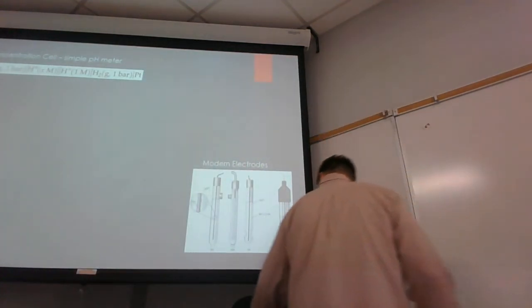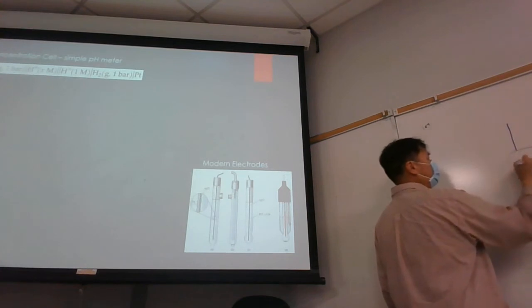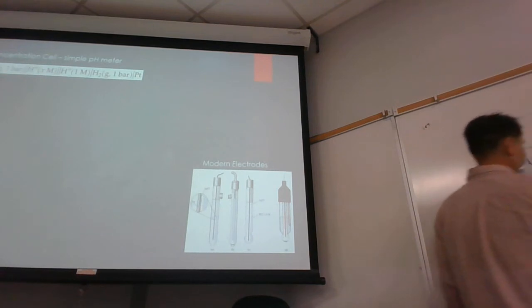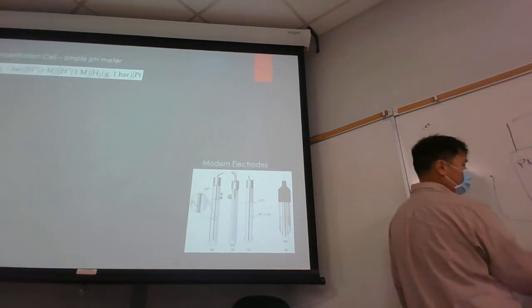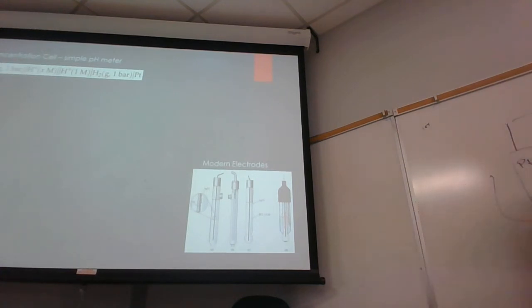What would I like to draw now? If we were to draw out this cell, we'll have platinum here. Both sides of the cell are going to look identical because they're the same. So we have SHE here, except this one's not going to be standard, so let's cross that out. And over here, we're going to have SHE. This is a standard hydrogen electrode, so the H plus has to be at one molar, and then we bubble hydrogen gas through here. To do this under true standard conditions, we have to bubble hydrogen gas at one bar.